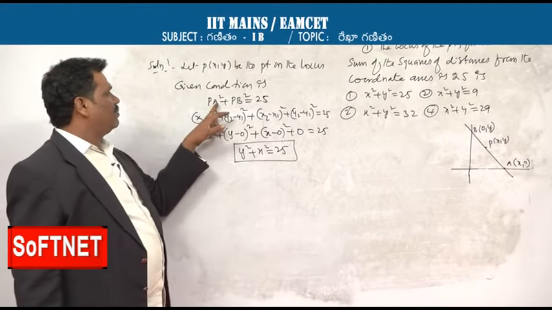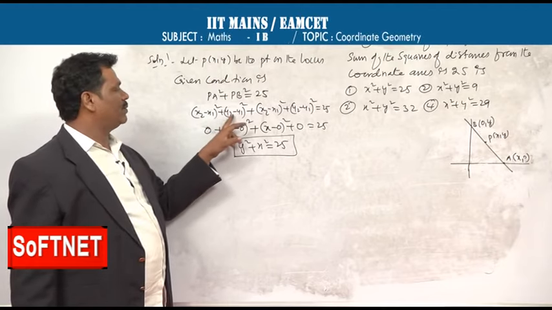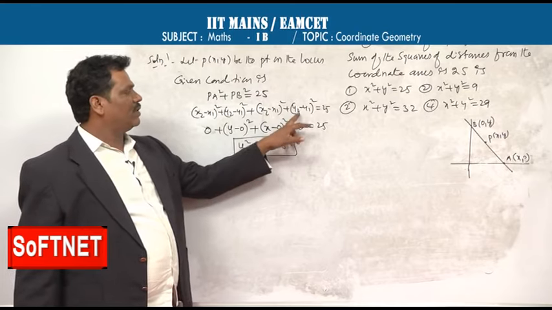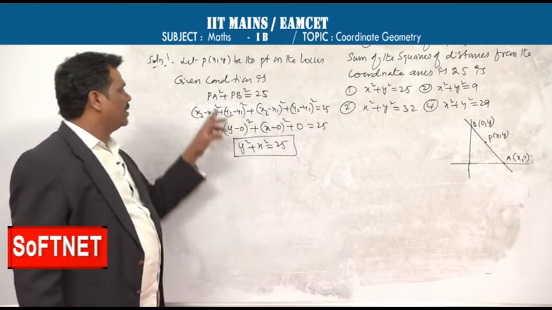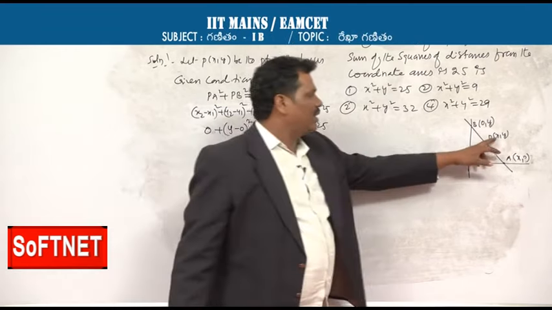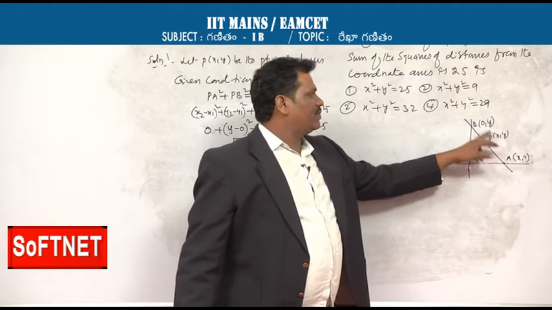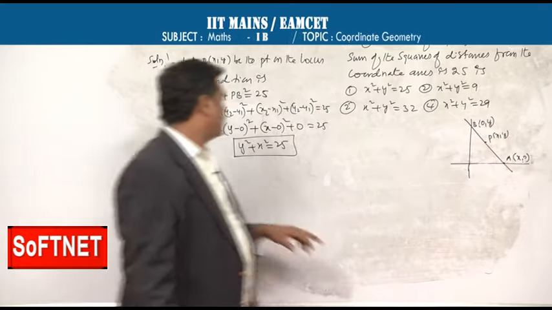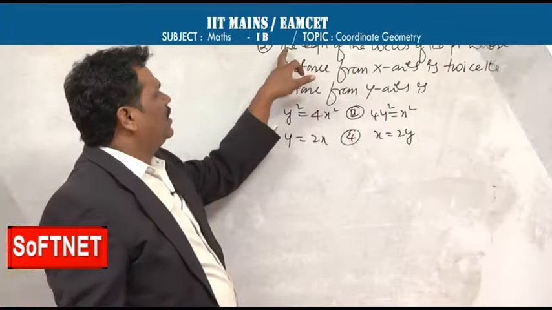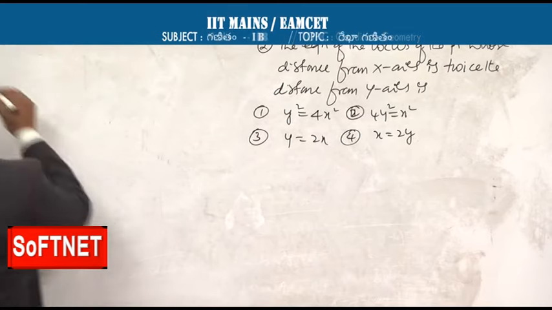So here PA square plus PB square equal to 25. Applying the distance formula, root cancels: (x2 minus x1) whole square plus (y2 minus y1) whole square, plus here also the same formula (x2 minus x1) whole square plus (y2 minus y1) whole square equal to 25. So x minus x0, y minus 0 square, plus x minus 0 square plus y minus 0. So we get y square plus x square equal to 25. What is given here? The equation of the locus of the point.